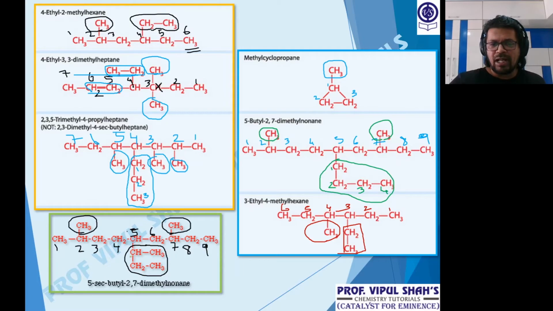Now look here. The branch carbon is attached to 2 other carbon atoms and is attached to the main chain. So which butyl is this? Yes, this is sec-butyl. Okay. So now sec's S is not considered, so B of the butyl first. So the name is 5 sec-butyl 2,7 dimethyl nonane. That's what the name is. 5 sec-butyl 2,7 dimethyl nonane.